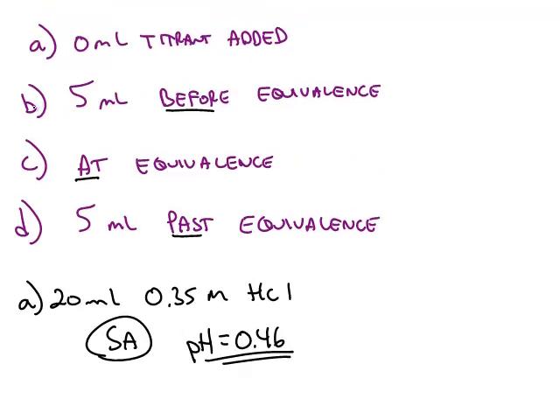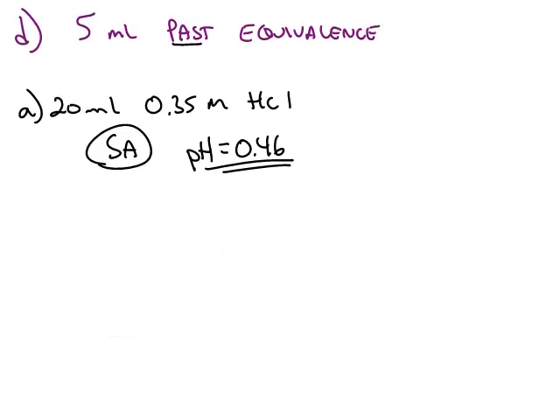The new things are points B, C, and D. And B, C, and D are all based on how many milliliters of titrant it takes to get to the equivalence point. So let's do a little stoichiometry to calculate how many milliliters of the sodium hydroxide does it take to reach the equivalence point in the titration of 20 milliliters of hydrochloric acid.